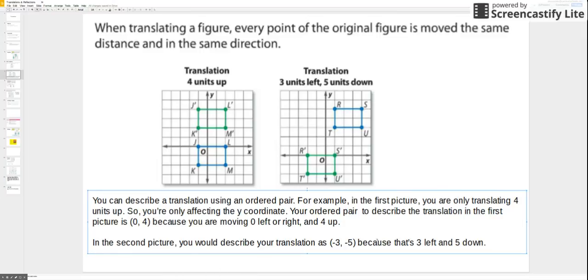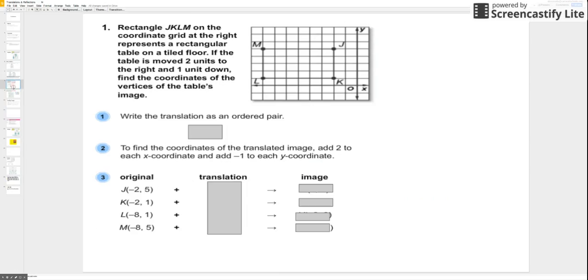So in the second picture, you describe your translation as -3, -5. Why? Because you're moving 3 to the left for each, and then 5 down. 3 to the left, 5 down. Okay, so it would be -3, -5.